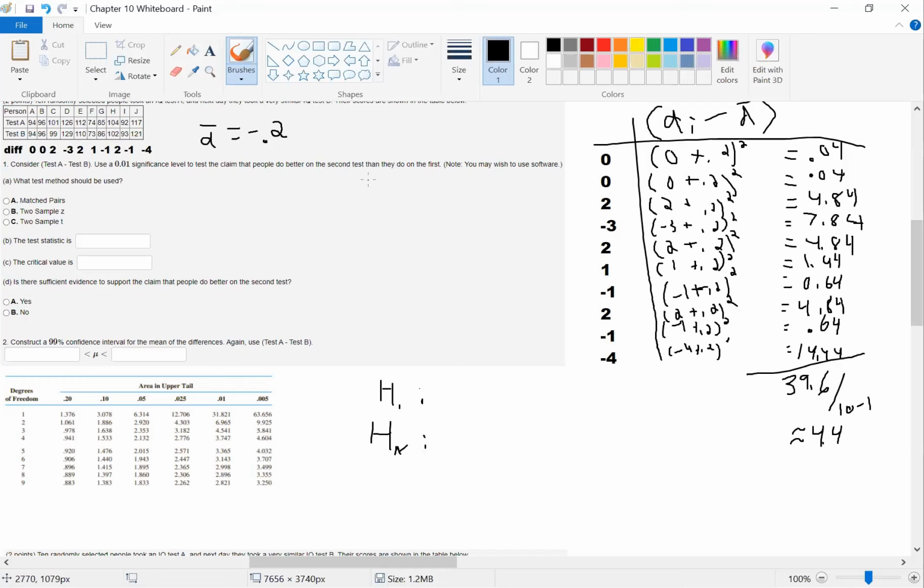So here we're trying to see if people do better on the second. That's greater than, so we can say that. So now these are the differences, something you have to be careful of. We're dealing with the differences. This is mu d, we might call it. So we're dealing with mu d, so let's write that down first.